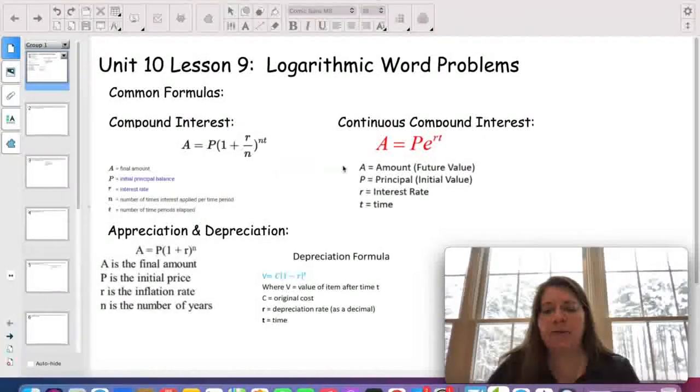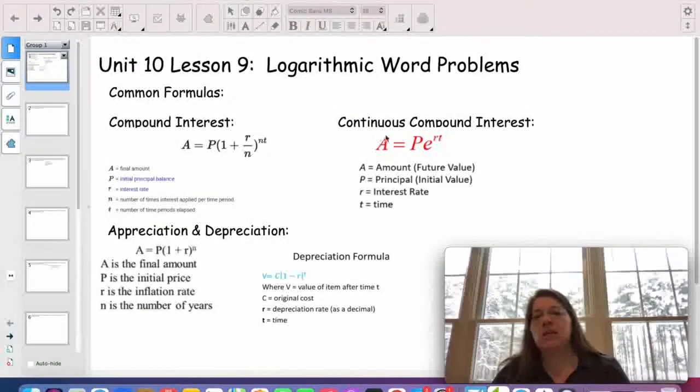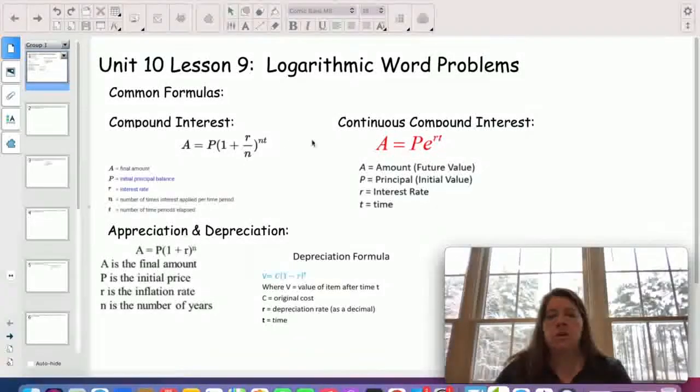Another type of compound interest problem would be continuously compounded interest. If it's continuously compounded, it will state that in the problem, and you would use this formula. Notice this one doesn't have an exponential, so it's a little more straightforward than this one. But for most of your formulas, in order to solve them, you will need logs or natural logs. That's why we put these types of problems in this chapter. So here, A equals Pe to the rt. Your e is your exponential function.